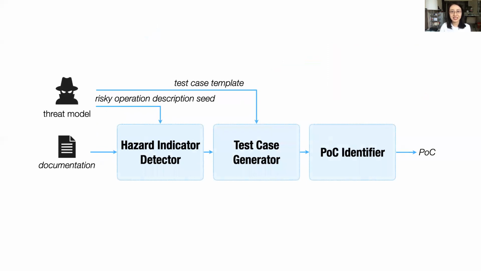Now let's look at our whole approach. In one word, we identify the indicator from the specification and then use it to guide the test case generation and execute the test case to identify the POC. Our system's inputs are the cellular network documentation and the threat model, specifically a risk operation description as a seed that is used to extend the other risk operation descriptions, and a test case template that is used to generate test cases. And the output is an identified POC. The whole workflow is automatic.